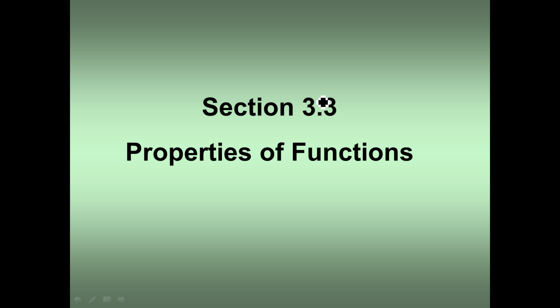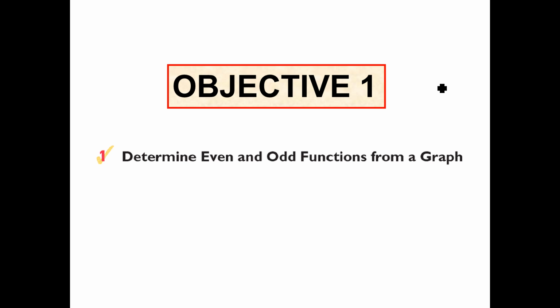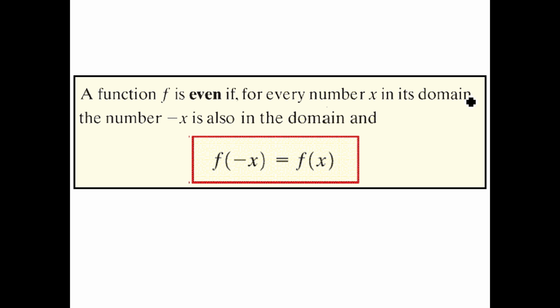Let's get started here with section 3.3, properties of functions, and a few objectives to go through here. The first one is determining whether your function is even or odd by looking at the graph. So here's the definition. A function is even if for every number x in its domain, the number negative x is also in the domain.